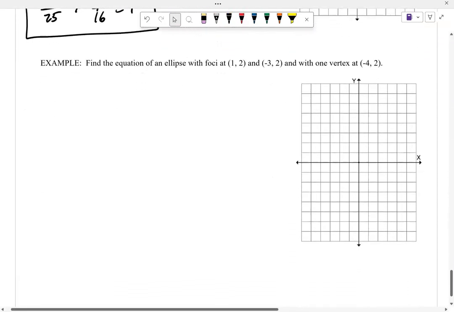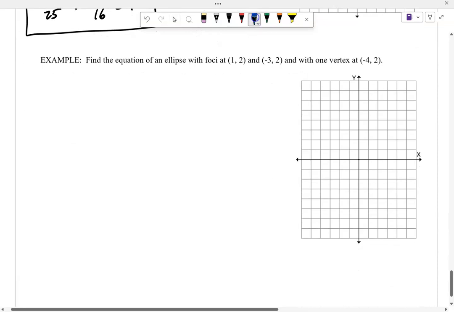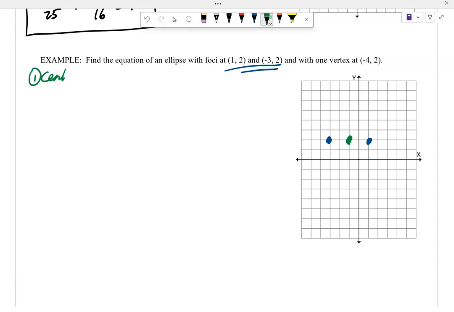All right, one more. Find the equation of an ellipse with foci (1, 2) and (-3, 2). Well, if you notice, here's my foci. So the center's got to be smack dab between them right there. So the center is the midpoint of those 2 points.